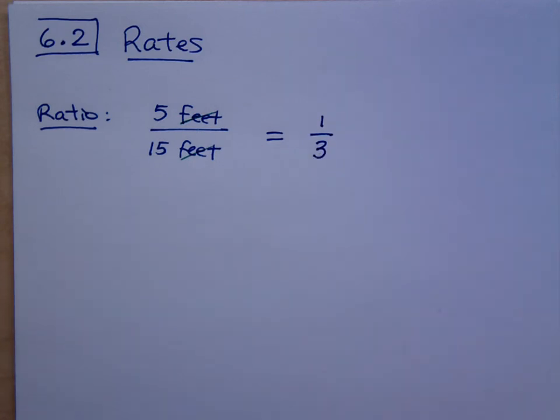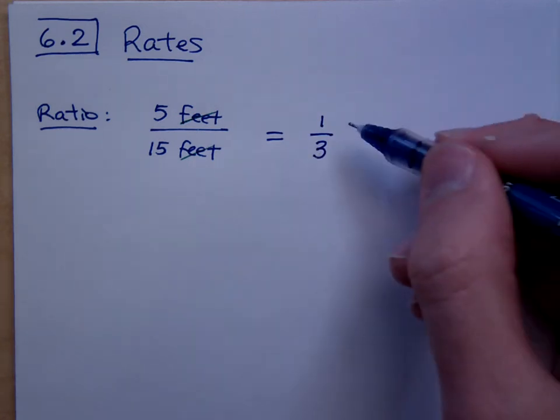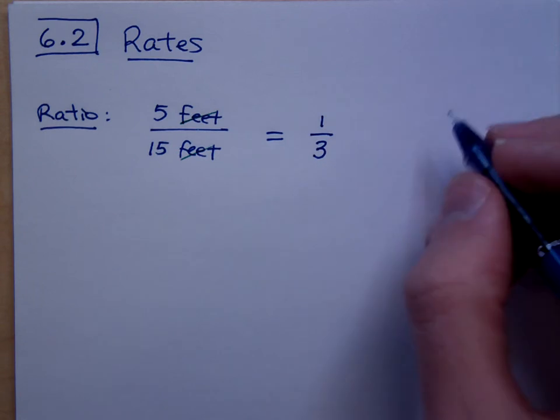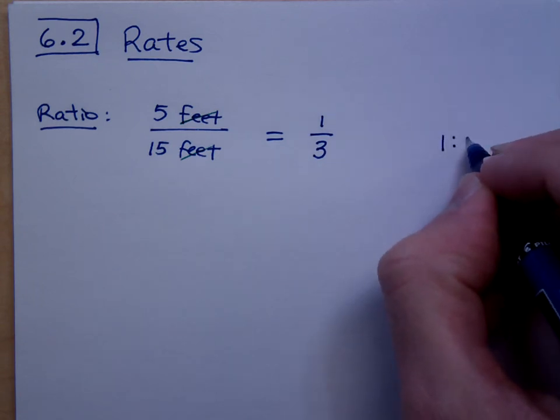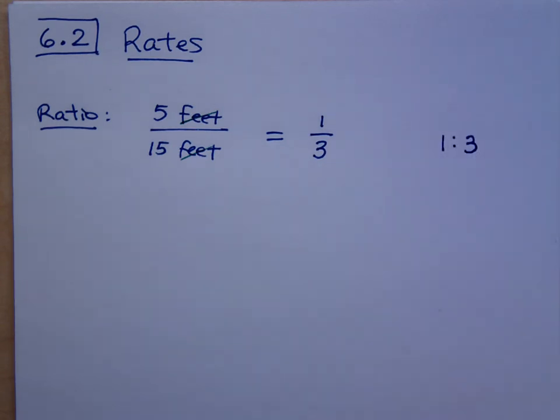1/3. So if that was your ratio, then it becomes a 1 to 3 ratio. We could write it as 1/3, and we could also say 1 to 3. We wrote it like that before. Okay. But notice there are no units here because the units are exactly the same, a 1 to 3 ratio.